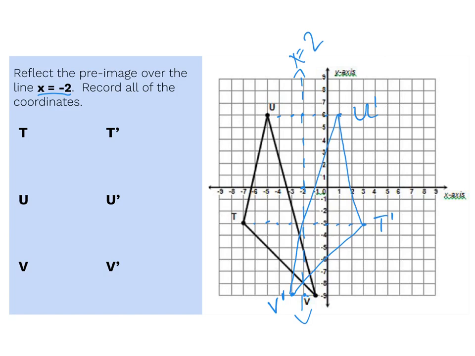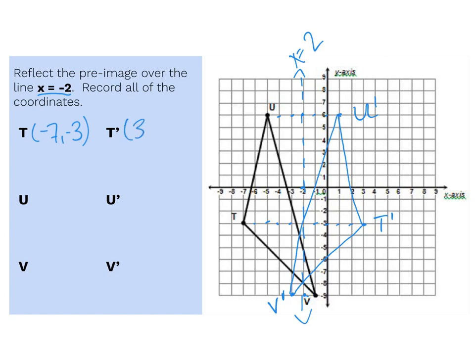Now let's get our ordered pairs, make sure we did this correctly. T started at -7, -3. I reflected over X equals -2, which is a vertical line. So I'm going right to left. So my X's are changing. My Y's should all be the same. T prime is at 3, -3.